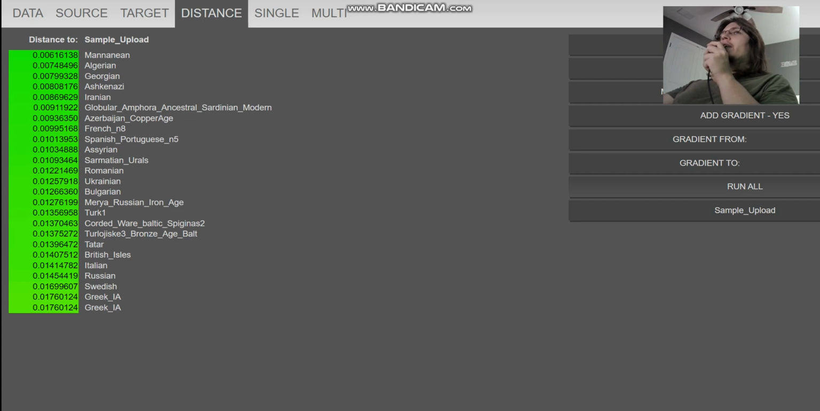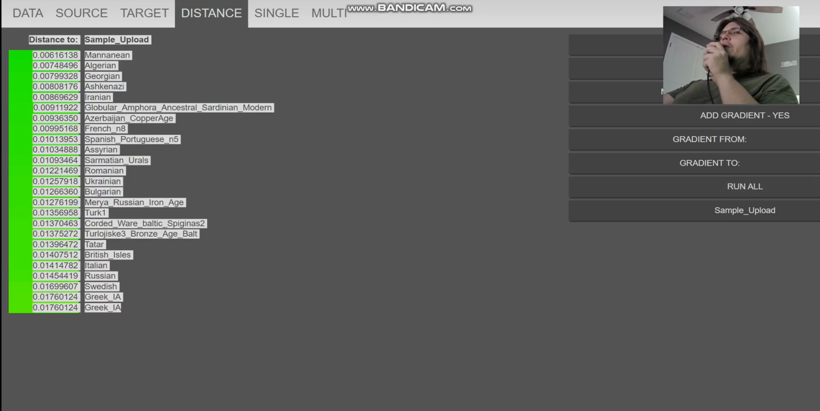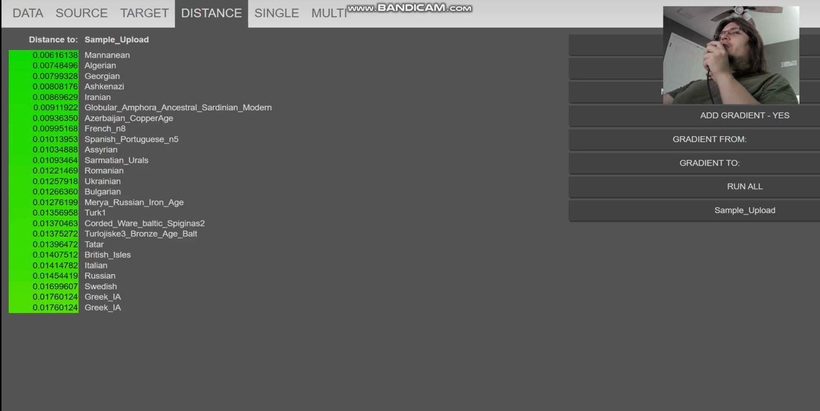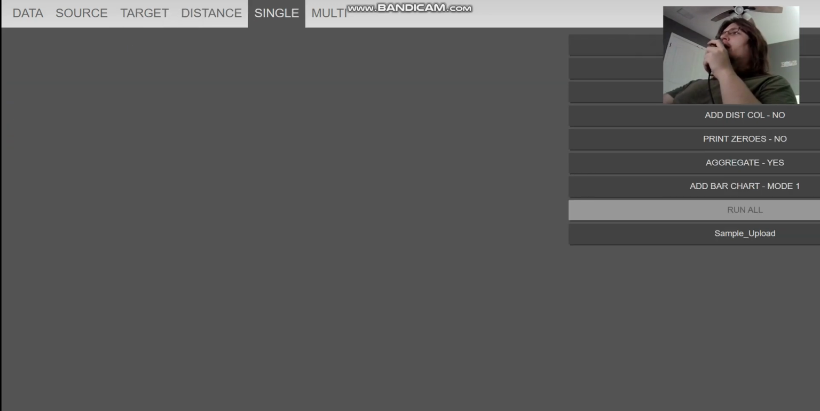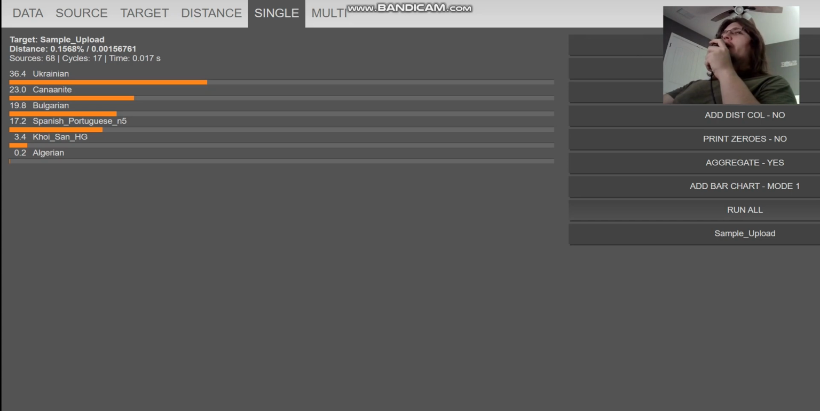She's closest to Mananians, followed by Algerians, followed by Georgians, followed by Ashkenazi, followed by Iranians. Interesting. Here's the Sarmatian Urals. She is closer to Mananians, actually not 2 times, I think it's 1.8 times closer to Mananians than she is to Sarmatian Urals. Very interesting stuff. And she's getting a mixture of Ukrainian, plus Canaanite, plus Bulgarian, plus Spanish Portuguese, plus Khoisan hunter gatherer. Very interesting result.